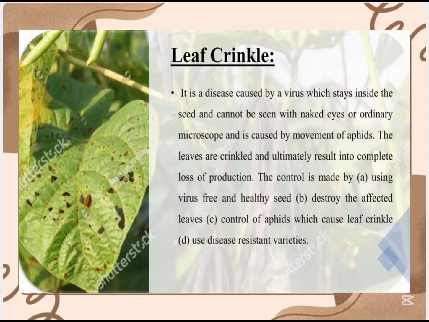Leaf crinkle. It is a disease caused by a virus which stays inside seeds and cannot be seen with the naked eye or an ordinary microscope, and is spread by the movement of aphids. The leaves are crinkled and ultimately result in complete loss of production. The control is made by using virus-free and healthy seeds. Destroy the affected leaves, control aphids which cause leaf crinkle, and use disease-resistant varieties.